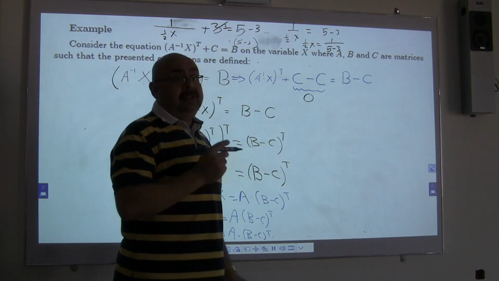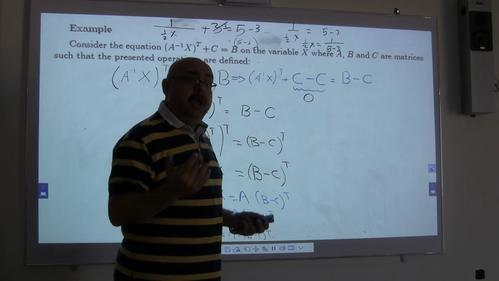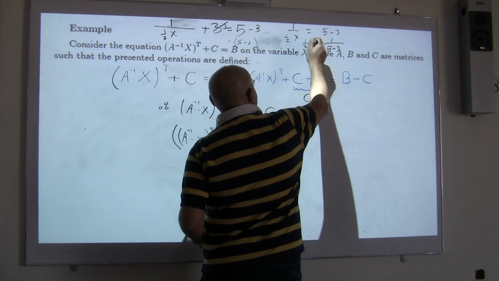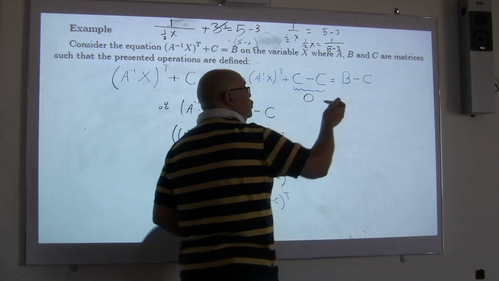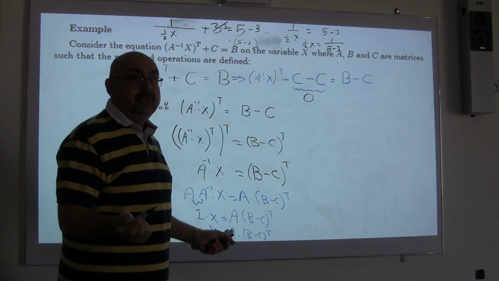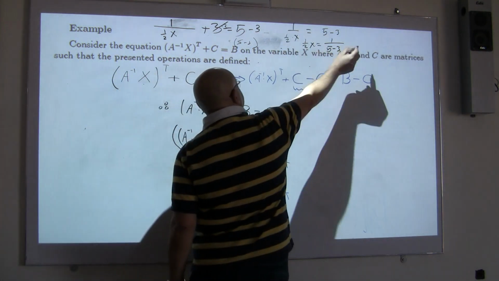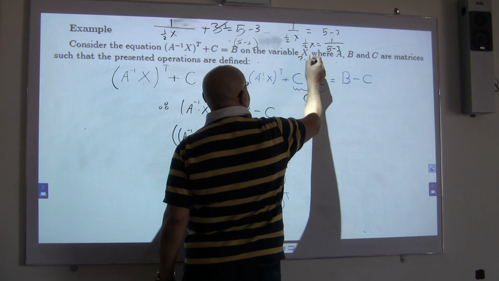Then I will multiply both sides in 2. In numbers, it's not going to make a difference. To multiply this side, half x times 2 or 2 times half x, it will make no difference. But in matrices, it will make a difference. So, I will have to multiply both sides in 2. This is what I did.